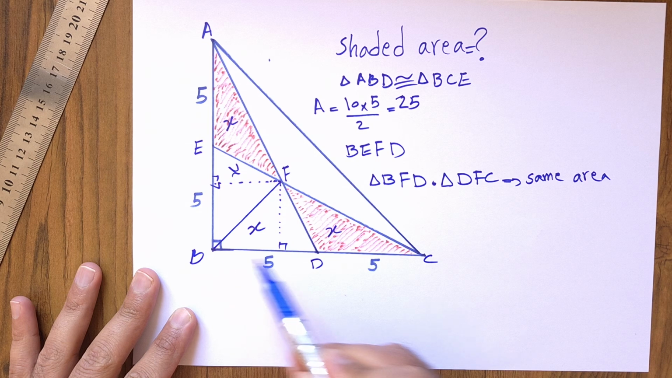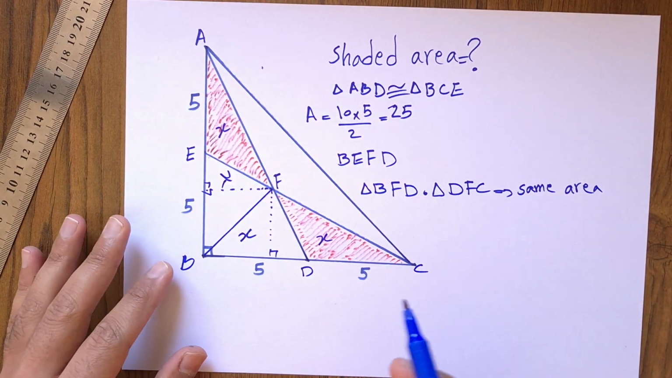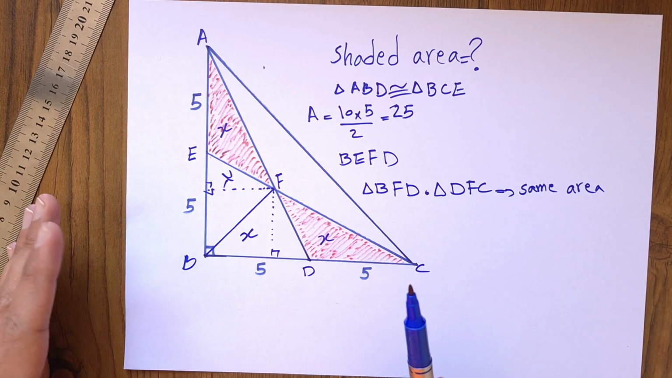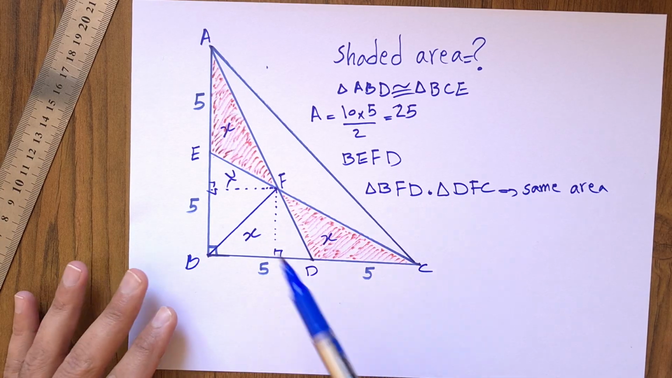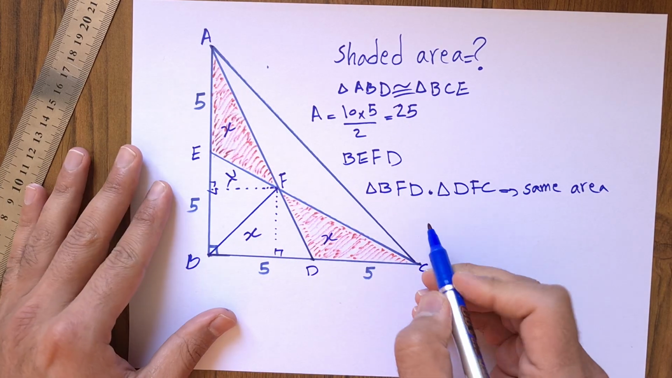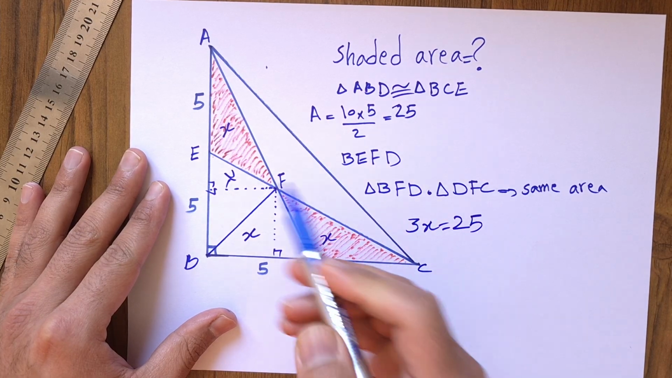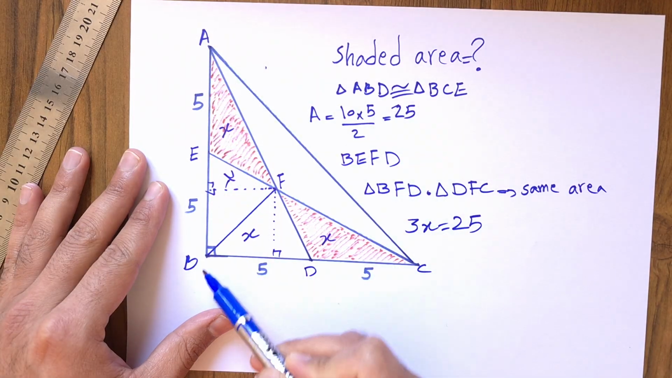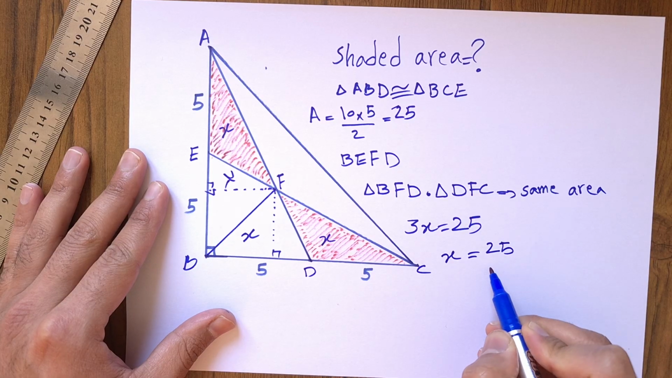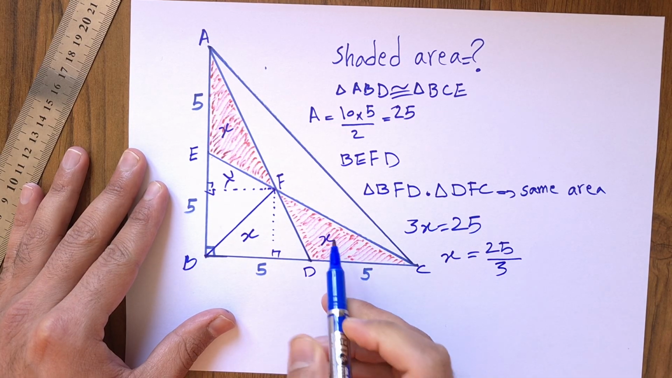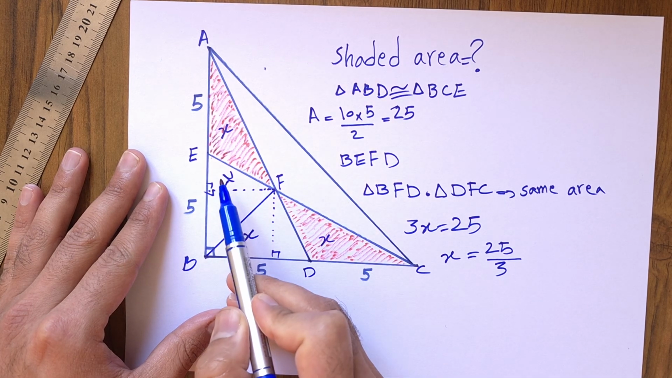We can just go with one of the triangles. For example, triangle ABD, whose area was 25, consists of 3 parts that are exactly the same in terms of area: X, X, X. So we can say 3X equals 25. In other words, X equals 25 over 3. Each of those segments has an area of 25 over 3.